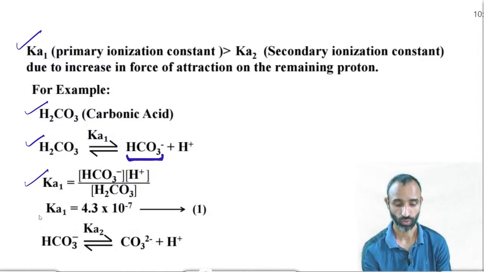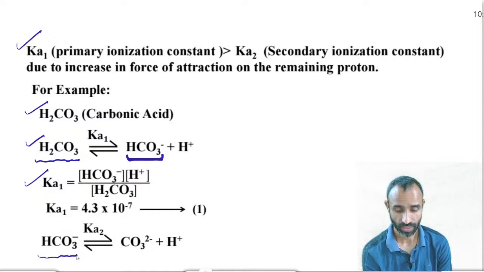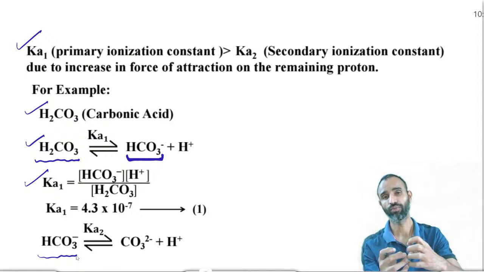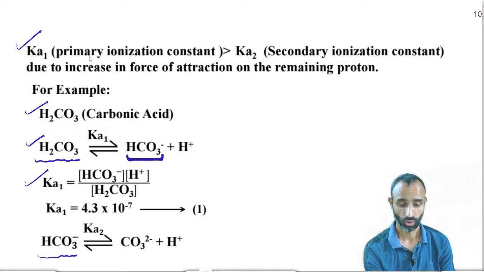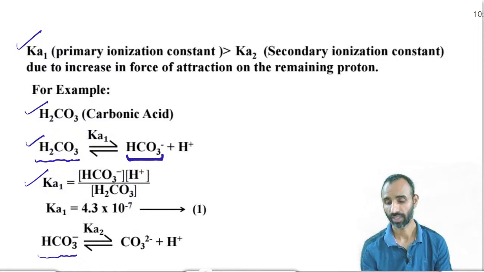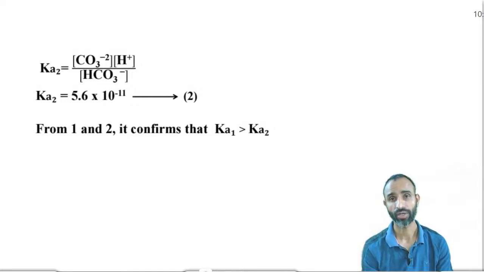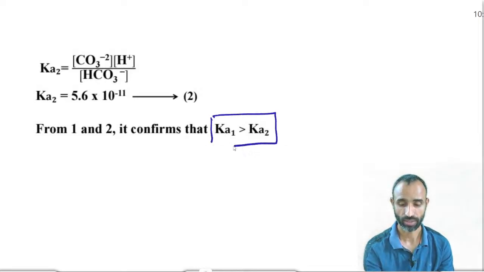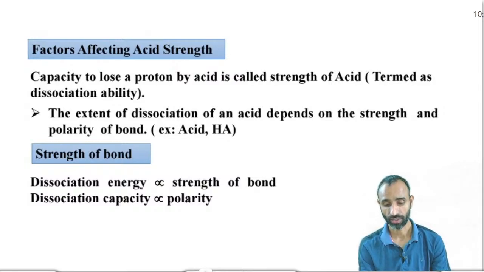It is always true, because the first H plus ion is removed from a neutral molecule and the second H plus ion is removed from an anion. So there is an electrostatic force of attraction between cation and anion. That's why the primary ionization constant is always greater than secondary. Secondary is greater than tertiary if it is there. See, in this case there are only 2 H plus ions, so it is dibasic, and Ka1 is greater than Ka2.